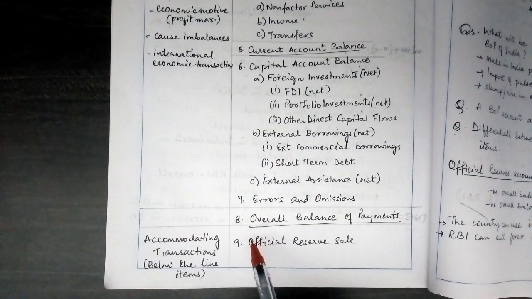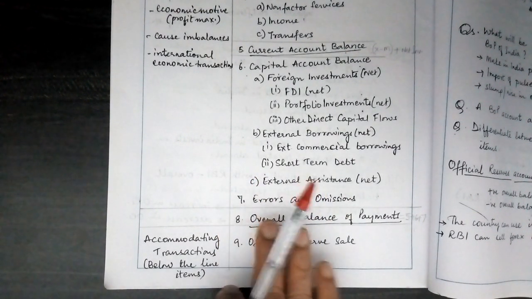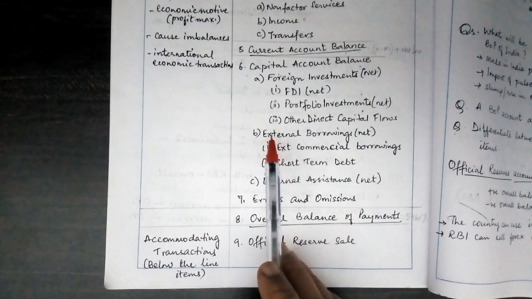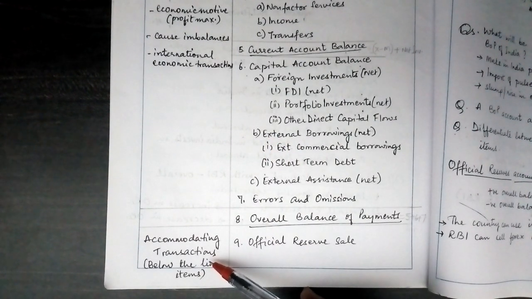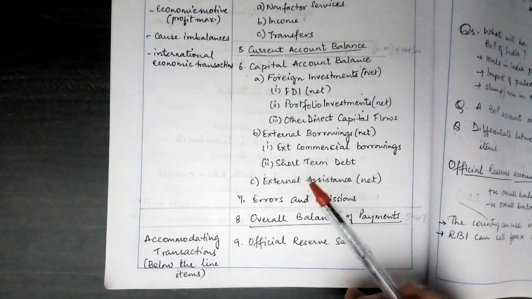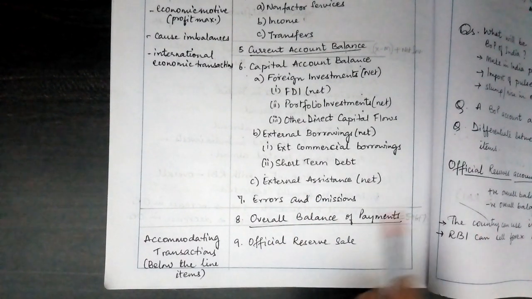Now, they are undertaken to cover the deficit or surplus in the balance of payments, and hence they restore the balance in the balance of payments. If there is any deficit or surplus, that is covered by the accommodating transactions. That is why they are called below the line items. These are generally not reflected in the balance of payments, that means the statement of balance of payments.